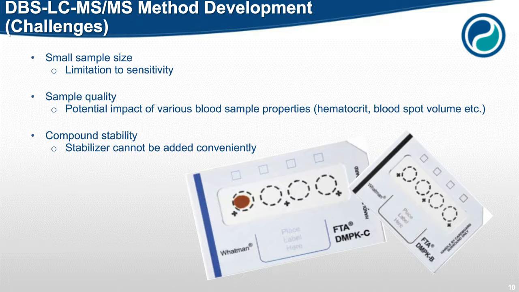Compound stability is the third challenge. In general, compounds are stable on DBS, and that is why DBS samples can be stored at room temperature. However, if you happen to work with some unstable compounds, it is not as easy as with plasma samples if you want to apply some inhibitors or stabilizers.